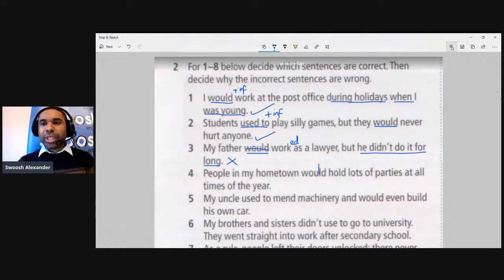Okay, so let's have a look at the next sentence, sentence number 4. People in my hometown would hold. So we'll get rid of this. Good. People in my hometown would hold lots of parties at all times of the year. Any thoughts on this one? Let's see.